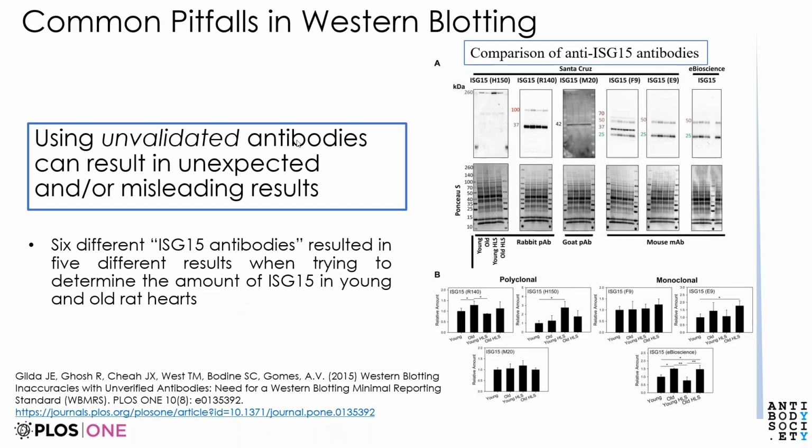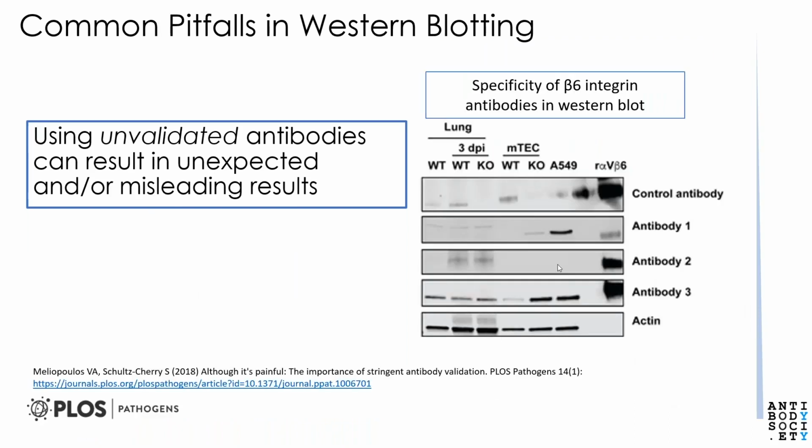So using unvalidated antibodies can result in unexpected and in many cases misleading results. As you can see in the next example from another group, they showed that using three different antibodies, antibody one, antibody two, and antibody three, they can get different results in wild type and knockout animals depending on the antibody they use. And they came to a conclusion that I fully agree with, although it's painful: the importance of stringent antibody validation. You have to validate that antibody and use stringent validation.